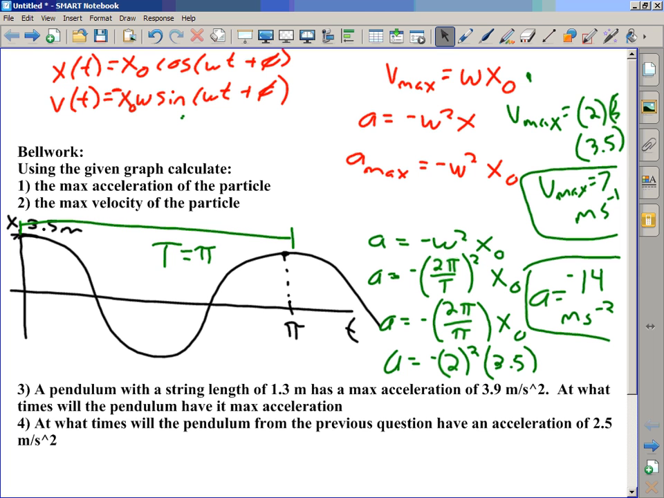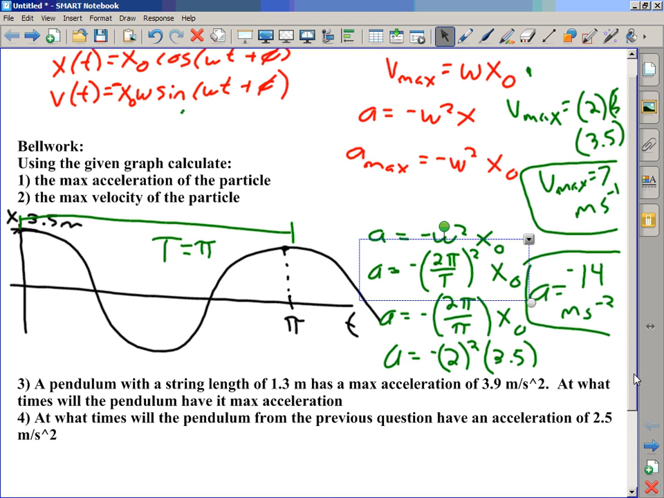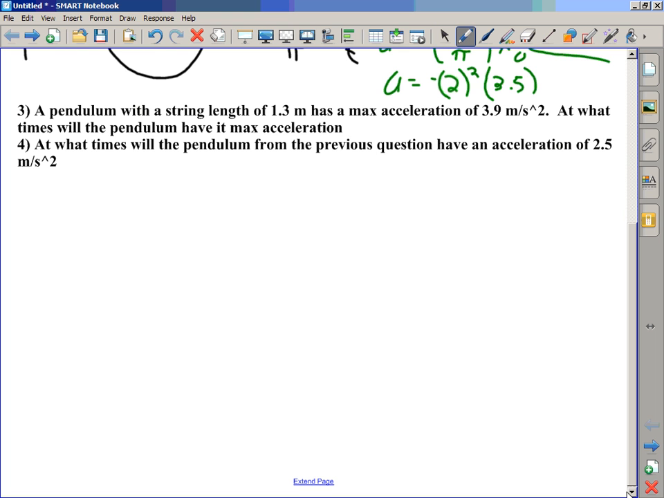How'd you get 2 pi over T? How'd I get this part right here? 2 pi over T, that's what omega is. Omega equals 2 pi f. By the way, you'll see later on in physics, if you go to college, that in some cases you multiply by the radius, in other cases you multiply by 2 pi. So to go from frequency to angular frequency, you use 2 pi times frequency. But remember, frequency is 1 over the period. They're inverses of each other, so this becomes 2 pi over T.